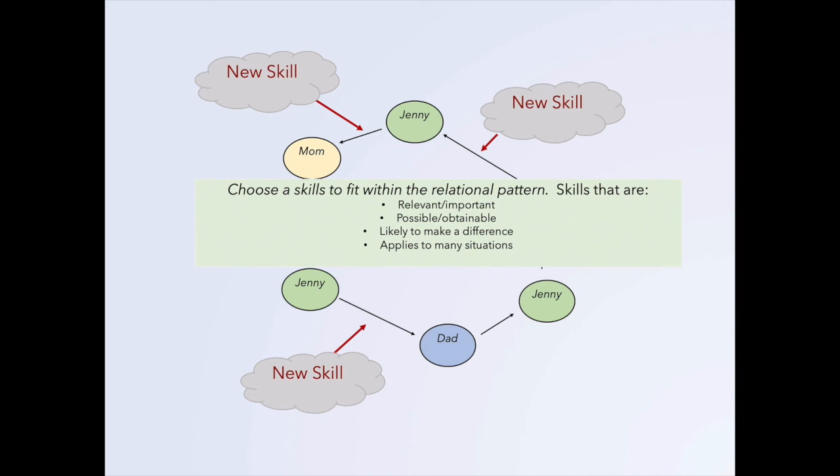And these are skills that need to be relevant and important. They need to be possible and obtainable. They have to be likely to make a difference. And they're most useful when these skills apply to more than one content situation, even though in the discussion, in the moment, in the room, you probably talk about one issue.